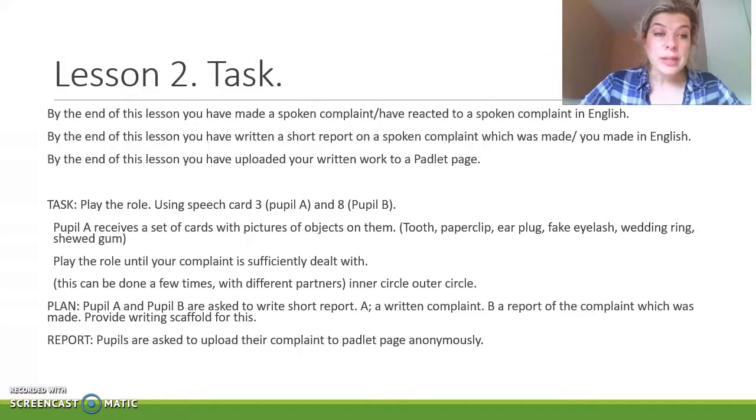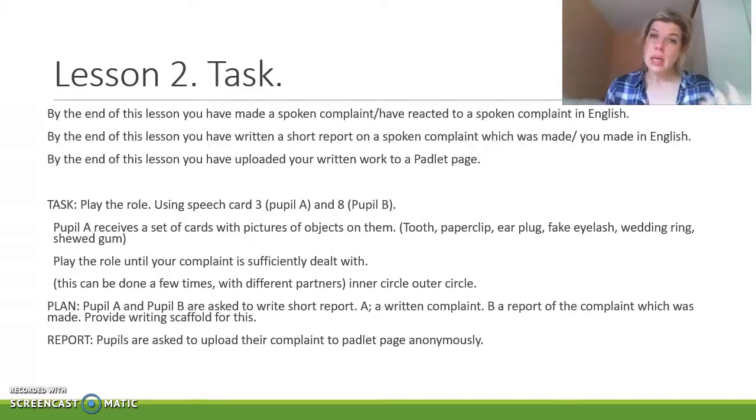I've included the fact that pupil A receives a set of cards with pictures of objects on them, because in the speech cards as they are, he finds a tooth in his hamburger, which is rare. But I thought it might be interesting and very educational and good for them to start describing more objects of what it is that they found in their hamburger. So I will offer them a picture of a tooth, a paperclip, possibly earplugs, fake eyelashes, wedding ring, and a chewed gum. But not give them the words for it.